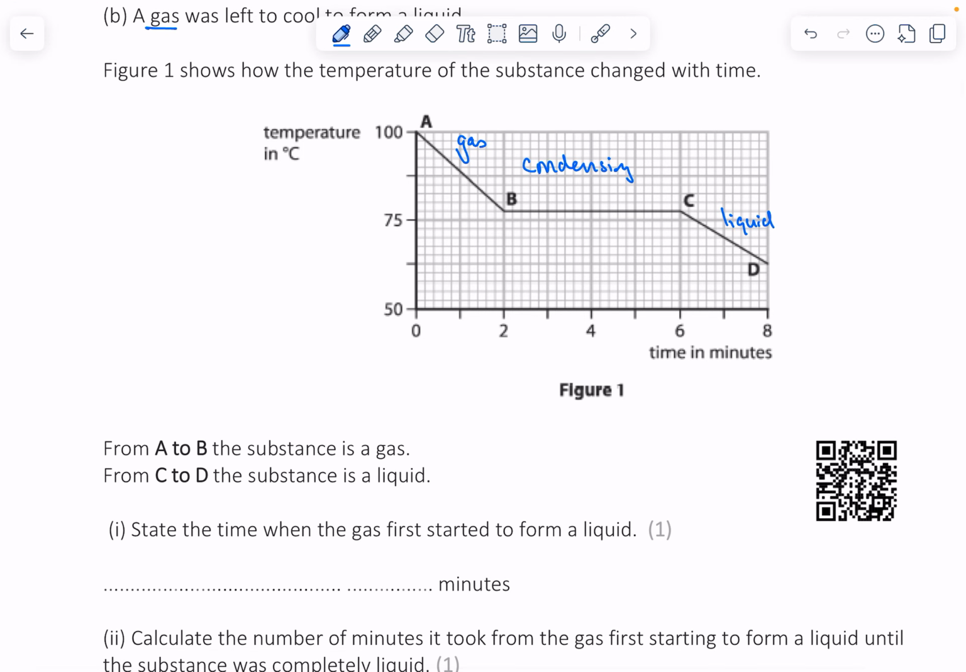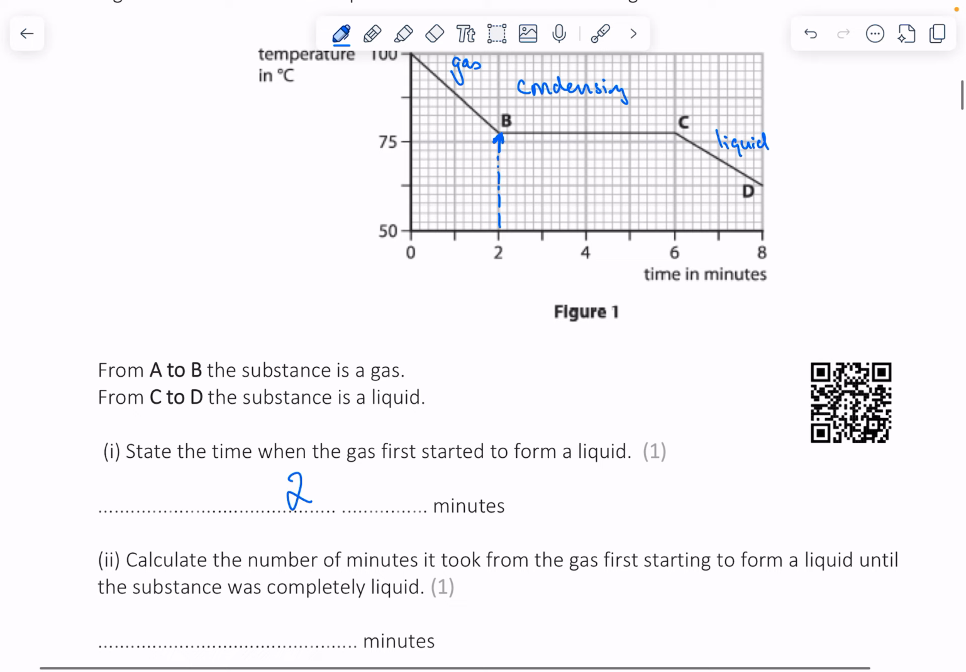So from A to B, this one says a gas, C to D is a liquid. State the time when the gas first started to form a liquid. So this horizontal point here is where the gas starts to change. And if we come down to here, that's starting to form at 2 minutes.